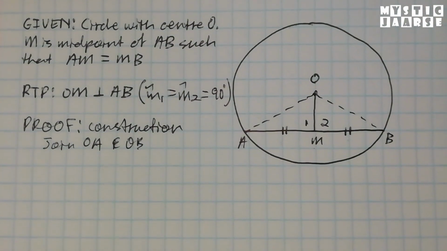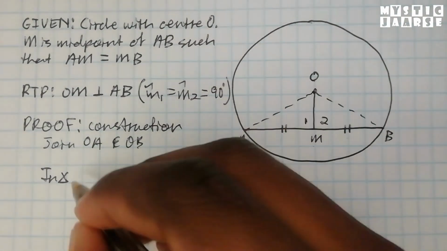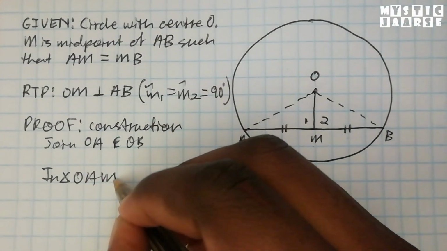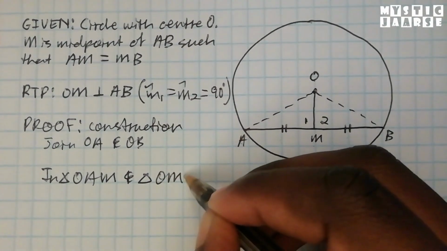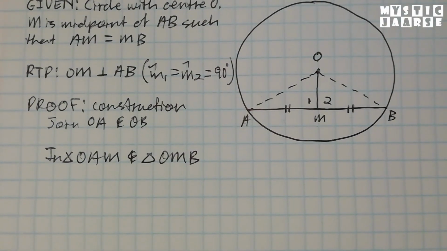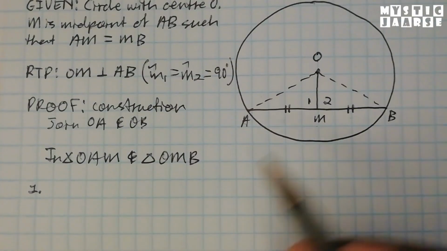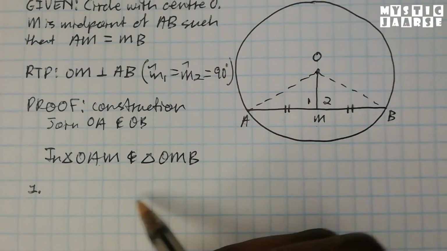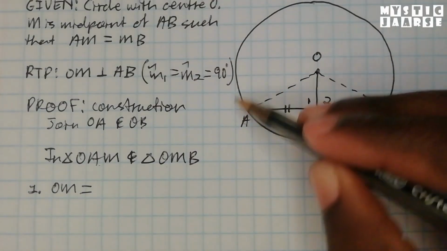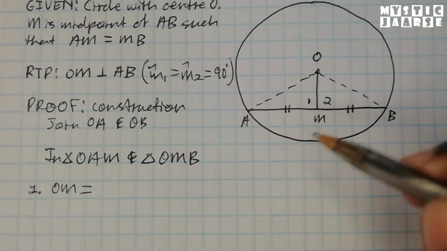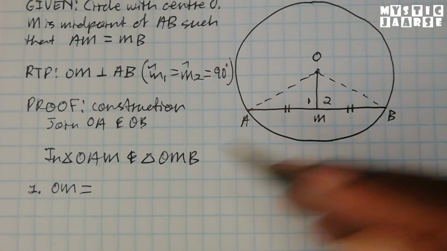To prove congruency, we say in triangle OAM and triangle OMB, we only need 3 reasons to prove that two shapes are congruent. So we say in triangle OMA and triangle OMB, side OM of triangle OMA is equal to side OM of triangle OMB.